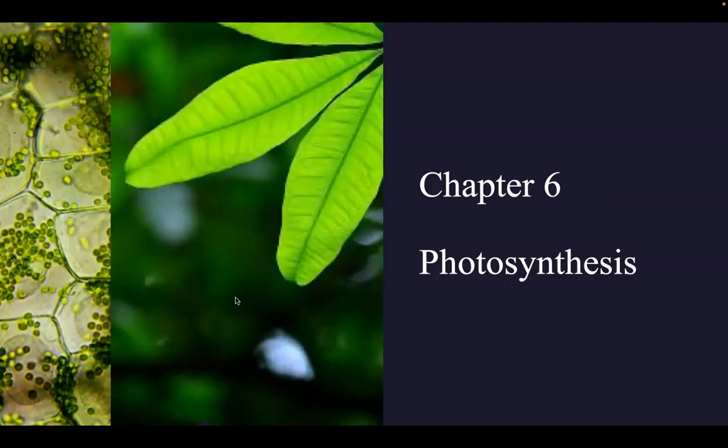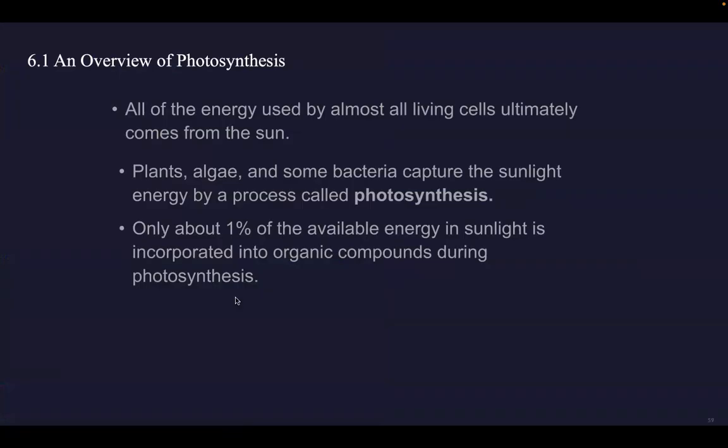In chapter 6, we learned about photosynthesis. Almost all of the energy used by living cells will ultimately come from the sun. Photosynthesis is the process of harvesting that energy and making it usable. So plants, algae, and some bacteria are able to capture the sunlight energy by a process called photosynthesis. And only about 1% of the available energy in sunlight is actually incorporated into organic compounds during photosynthesis. But it still makes everything possible.